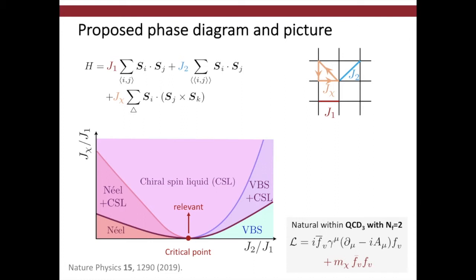Note that we further assume that J chi is a more relevant perturbation than detuning J2 from its critical value, in agreement with the scaling dimensions deduced from the field theory in the limit of a large number of fermion flavors. This leads to the superlinear form of the phase boundaries, and most importantly implies that the critical value of J chi to enter the chiral spin liquid coexisting with the Néel phase increases only very weakly as a function of detuning J2 from its critical value.